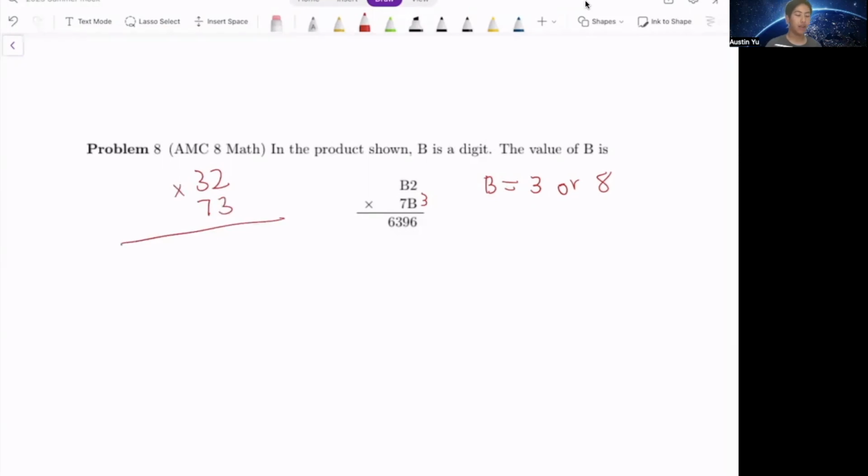So let's see if that's correct. We first do 2 times 3 equals 6 and 3 times 3 equals 9. So 32 times 3 equals 96. And then 73 becomes 70, so drop down the 0.